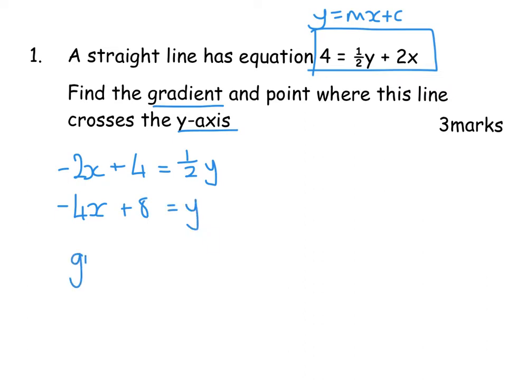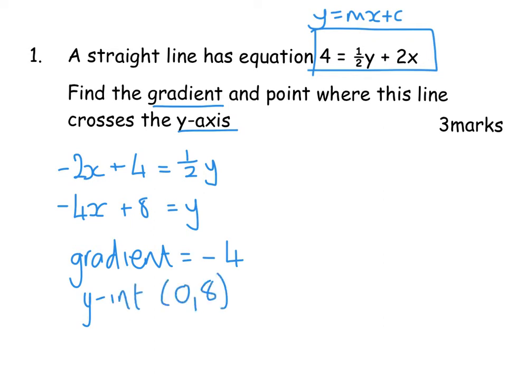So that means that our gradient is whatever is in front of the x. So our gradient is minus 4. And our y-intercept as a coordinate would be (0, 8). And your marks, if you were marking this, there would be a mark for rearranging into y equals. It doesn't matter if my y is on the right. It could just as well be over on the other side as well. There would be a mark for your gradient and there would be a mark for your y-intercept, preferably as a coordinate, please. Okay.